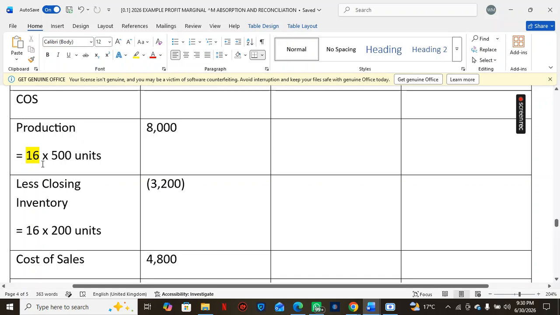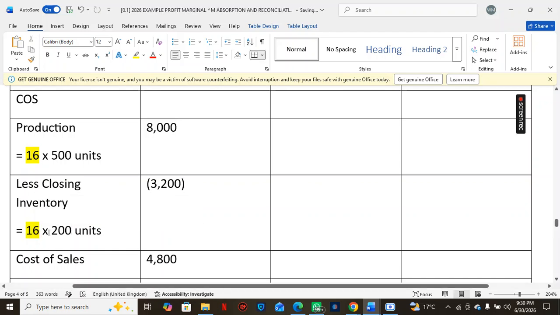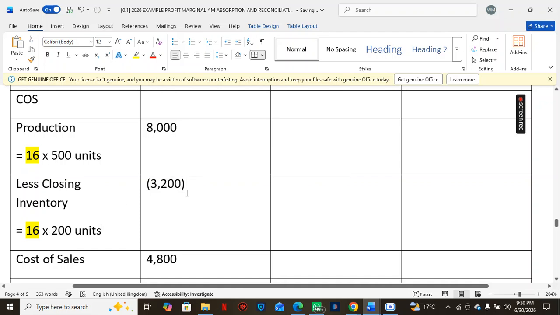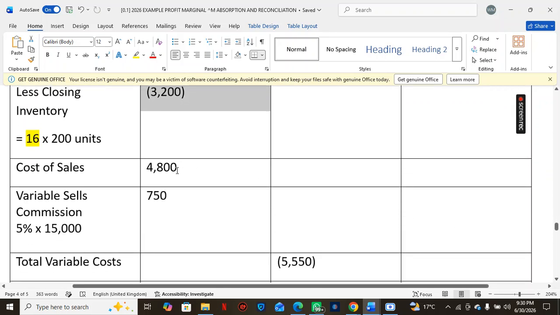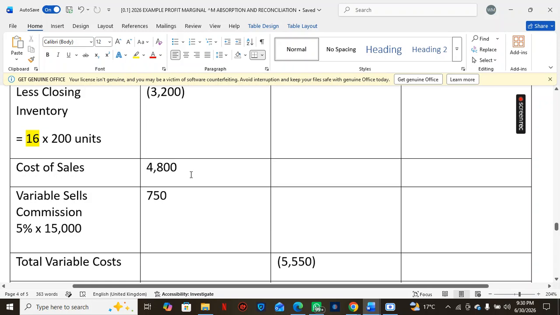Okay, so our closing inventory, 16 euros per unit. Our closing inventory, 200 units. So 16 times 200, 3,200. So the cost of sales, you're going to say 8,000 minus 3,200, you get 4,800. Any questions?